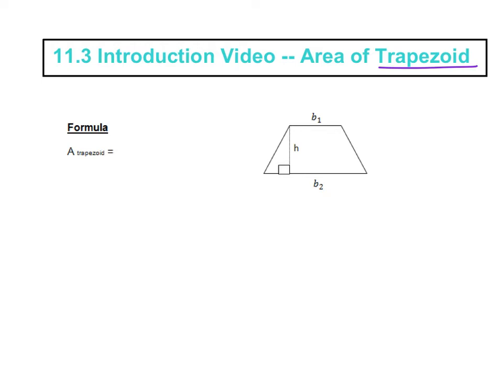Base 1, you can kind of think of it as the top of the trapezoid. Base 2 will be the bottom, or vice versa. It honestly doesn't matter how you label that because you'll get the same answer in the end. But it is that entire base and the entire base. And the trapezoid does have a height. The height is the segment that connects the two bases, forming a right angle like that.